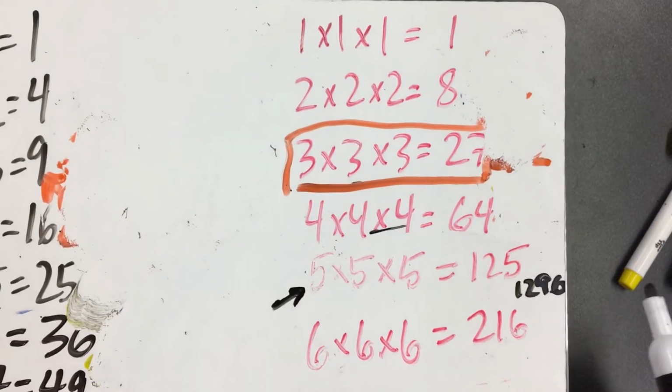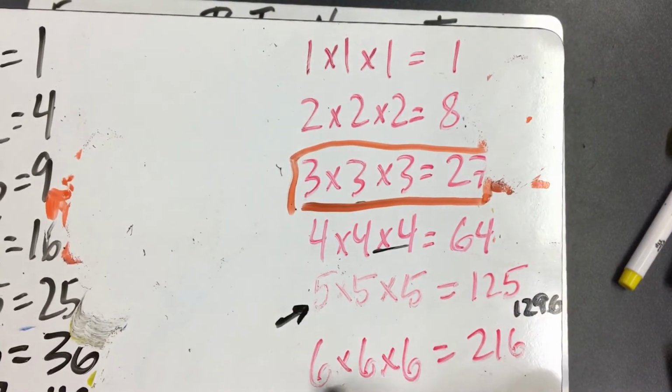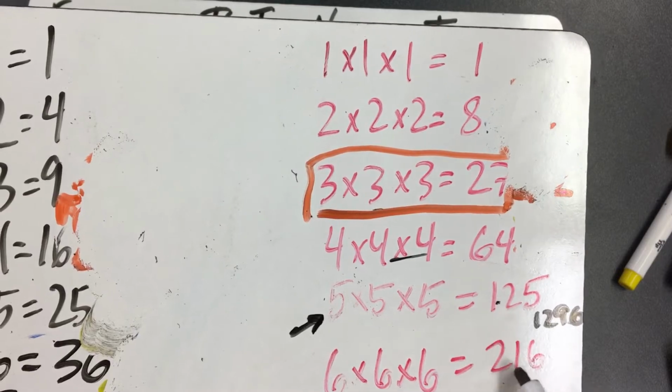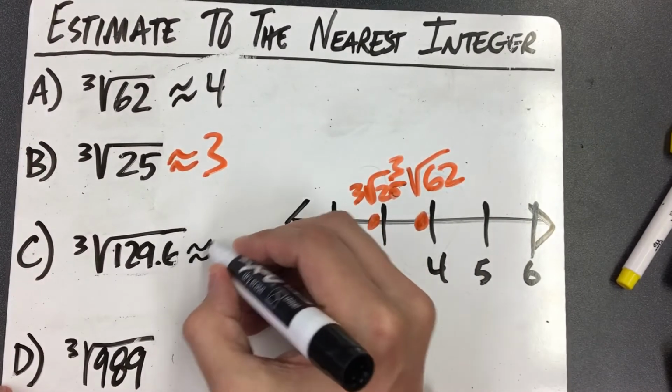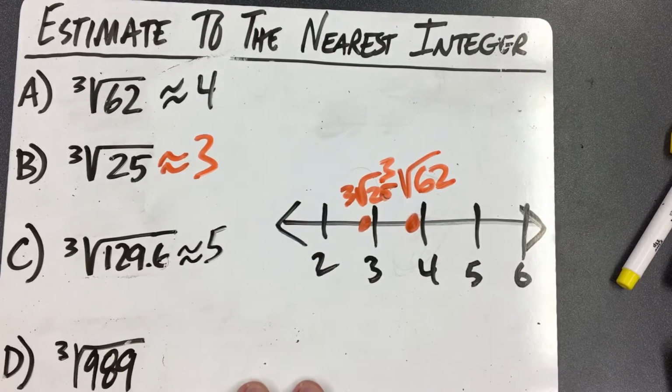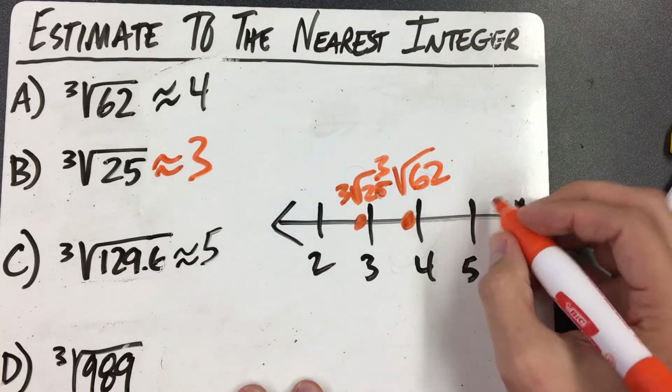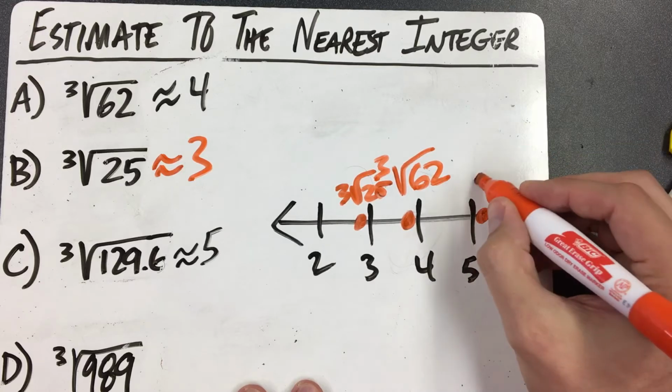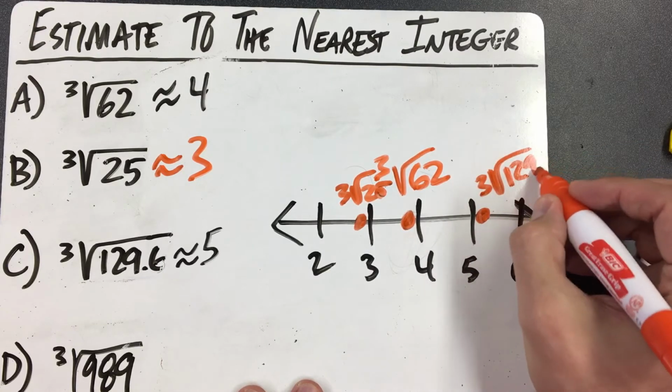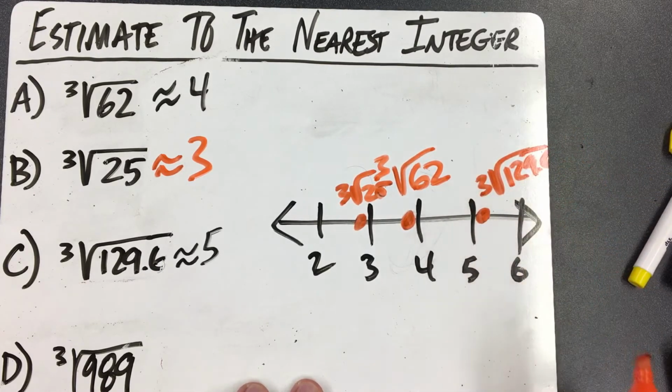It's very close to 5 times 5. It's kind of far away from 6 times 6. So it's in between 5 and 6, but it's very, very close to 5. So I'm going to put this one very, very close to 5. It's going to be maybe somewhere like just a little bit bigger than 5, right about there. Cube root of 129.6. Ran out of space, but that's what that says.